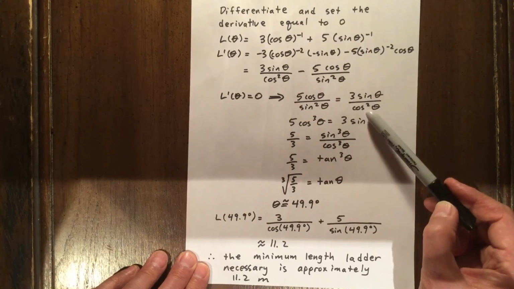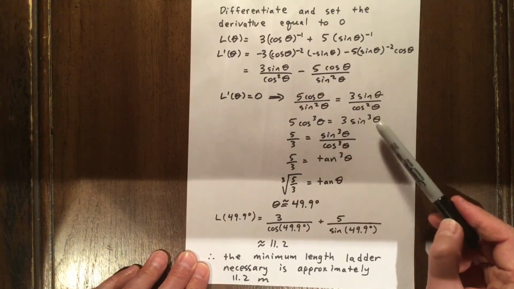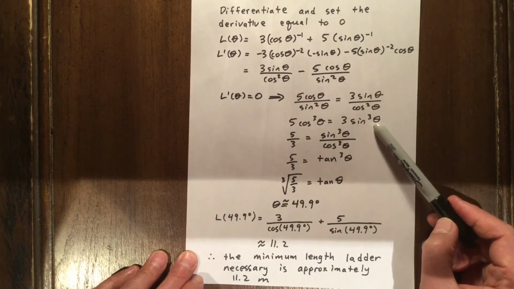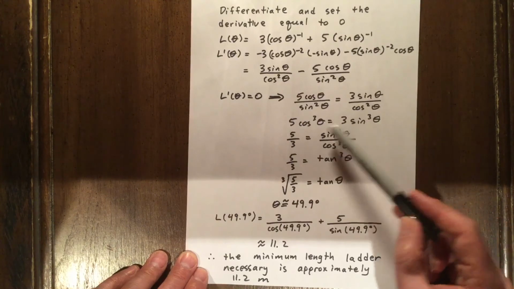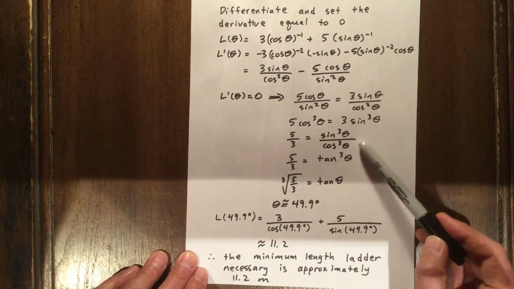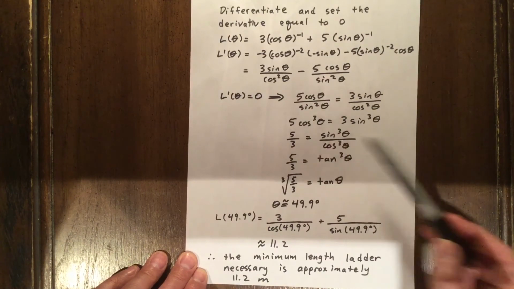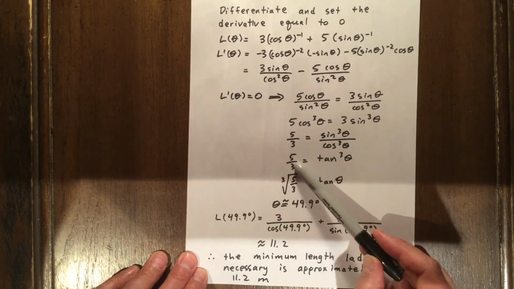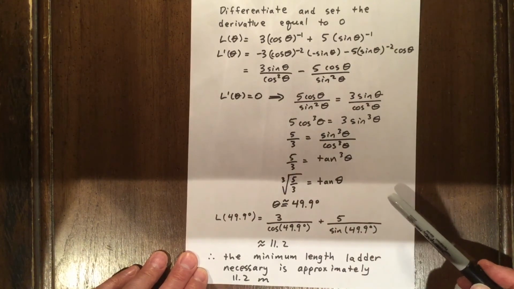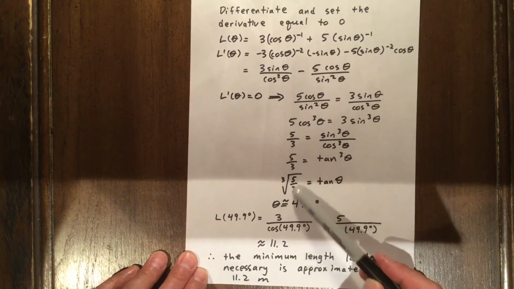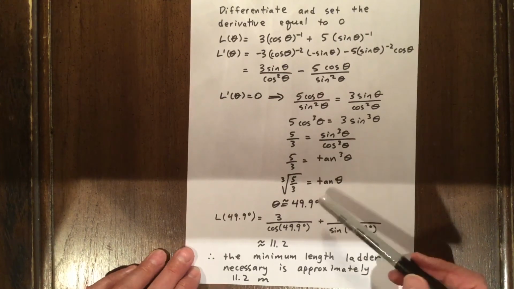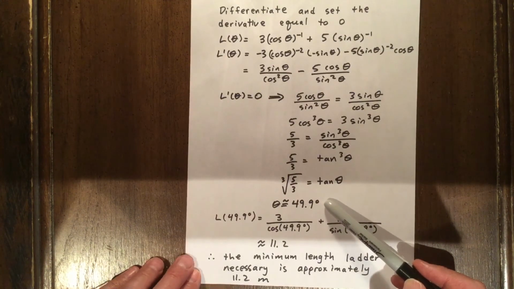Multiplying both sides by cos squared theta and multiplying both sides by sine squared theta, we get 5 cos cubed theta equals 3 sine cubed theta. Dividing both sides by 3 and dividing both sides by cos cubed theta gives us this expression. And again, we see that sine cubed theta over cos cubed theta is equal to tan cubed theta. So 5 over 3 is equal to tan cubed theta, which means the cube root of 5 over 3 is equal to tan theta. Doing a little tan inverse on our calculator, we get that theta is approximately 49.9 degrees.